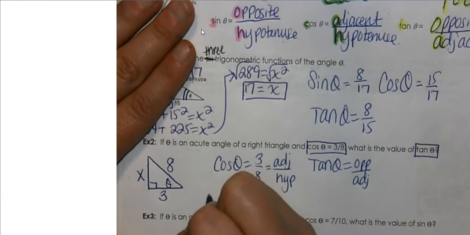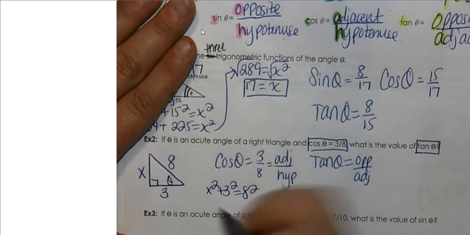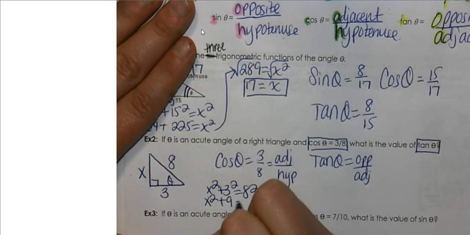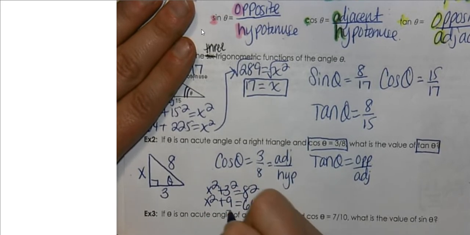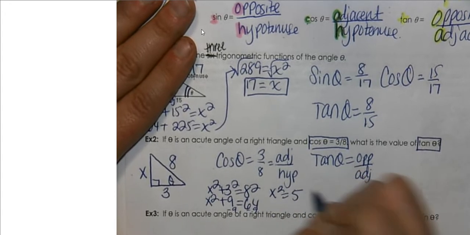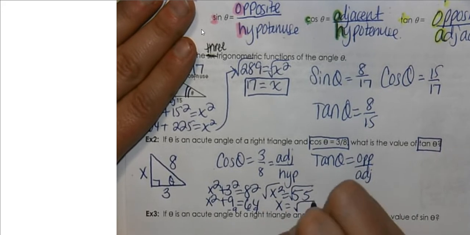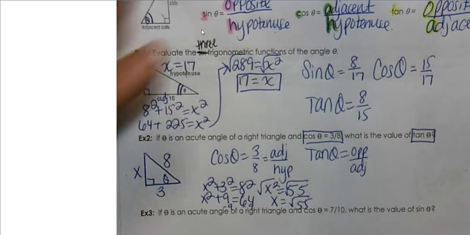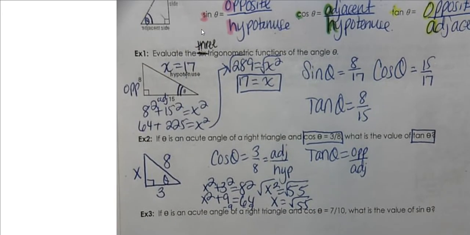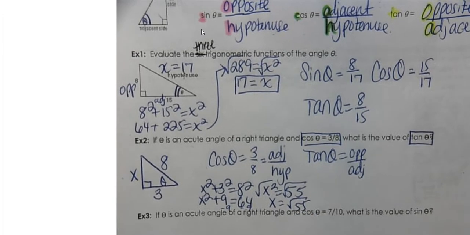So I'm going to write x squared plus 3 squared equals 8 squared. I have x squared plus 9 is equal to 64. I'm going to subtract 9 on both sides so that I end up with x squared is equal to 55. And now I'm going to take the square root of both sides to end up with x is equal to the square root of 55. We're going to leave our answer always in simplified radical form. If 55 had a perfect square factor in it, we would obviously continue simplifying. But since it doesn't, we simply leave it as the square root of 55.